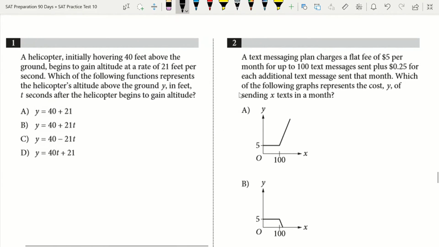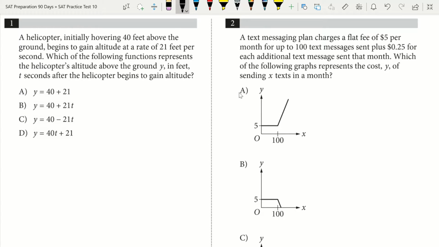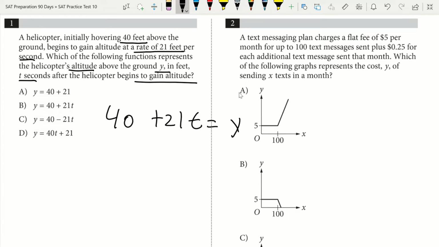First question for the math with calculator section. We've got a helicopter initially hovering 40 feet above the ground that begins to gain altitude at a rate of 21 feet per second. Which of the following functions represents the helicopter's altitude above the ground y in feet, t seconds after the helicopter begins to gain altitude? Well, we know we have an initial altitude of 40 feet. We know we are increasing by 21 feet per second, which is t, and that's going to equal our height y. So our answer there would be y equals 40 plus 21t. I see my answer for that is going to be B.